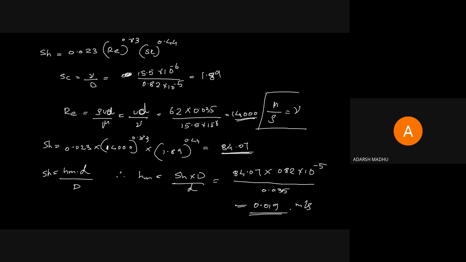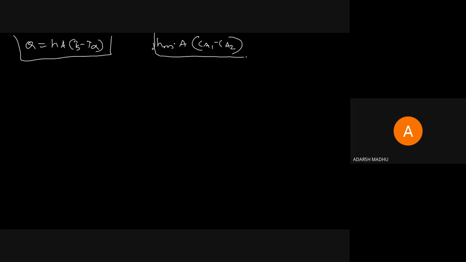Now whatever question comes, to find the value of hm, if you want to find the heat transfer rate, convection heat transfer rate or evaporation rate, you need the value of hm. What is the equation for heat transfer rate? Heat transfer rate equation is h into A into Ts minus T infinity. In the case of the mass transfer equation, it is hm into A into Ta1 minus Ta2. To find the mass transfer rate, you need the value of hm also.